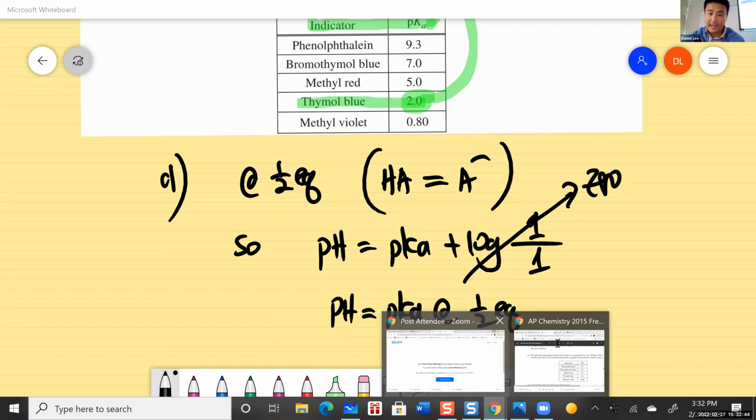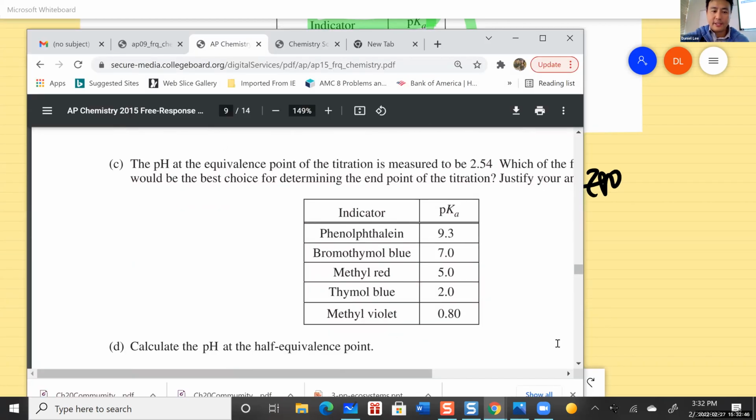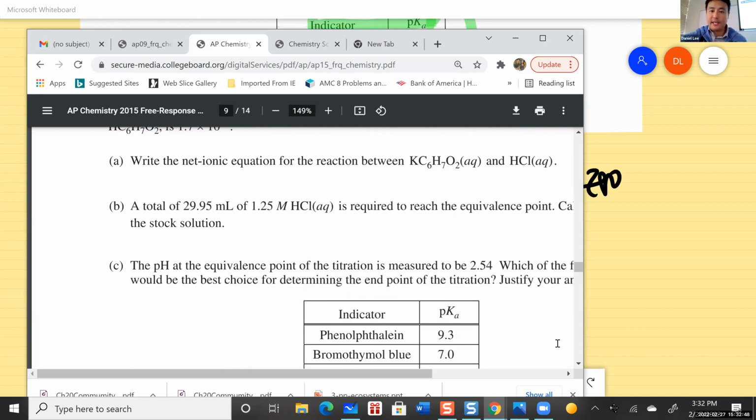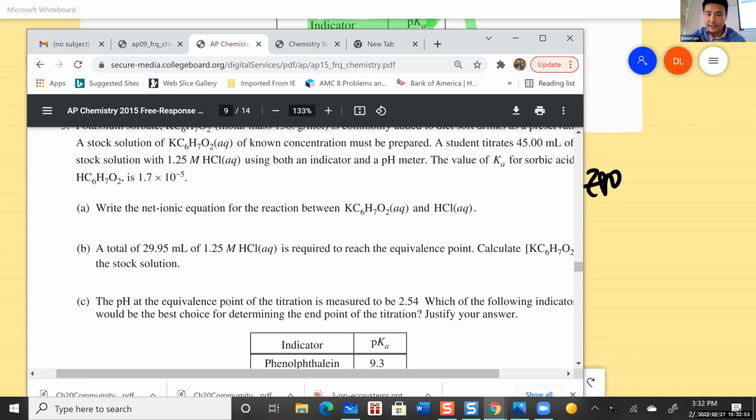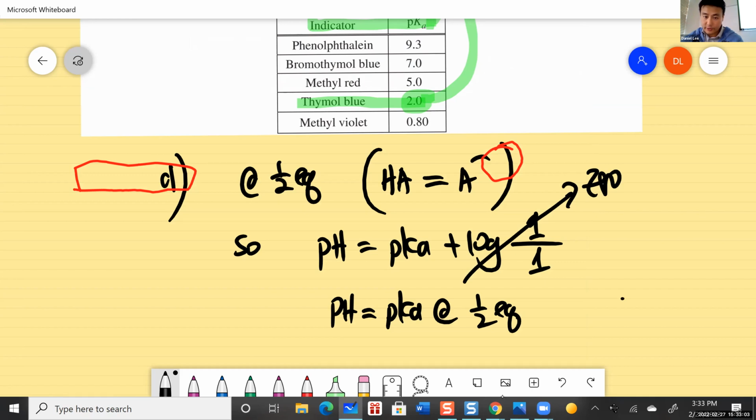Not equivalence, okay? Half equivalence. So then you have the Ka. You see that in the beginning, you are given the equilibrium constant right here. You see that? The equilibrium constant is this. So 1.7 × 10^-5. So what is the pKa? Negative log of that. And that will be the answer. So negative log 1.7 × 10^-5. Yeah. Now, that is the answer.